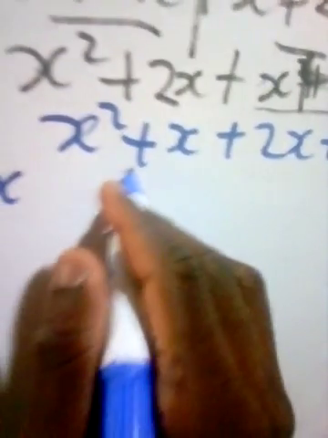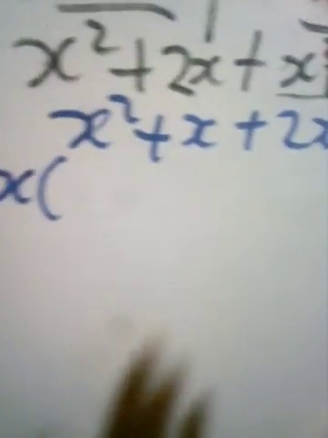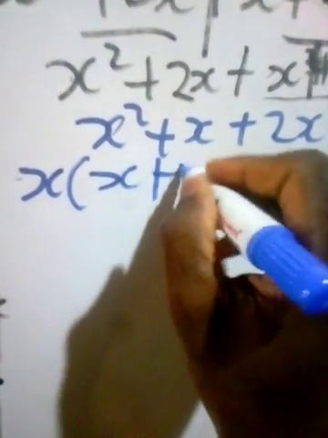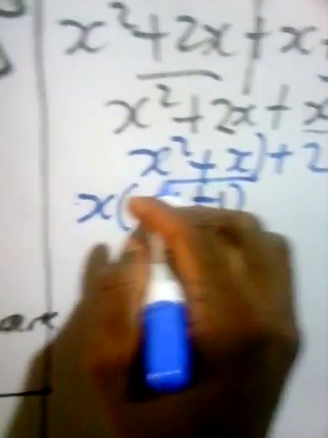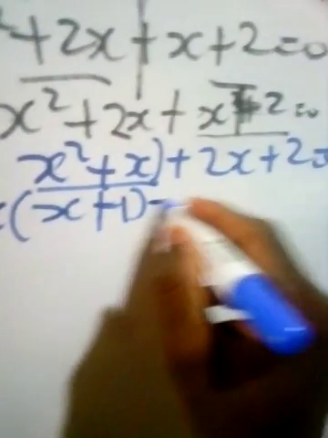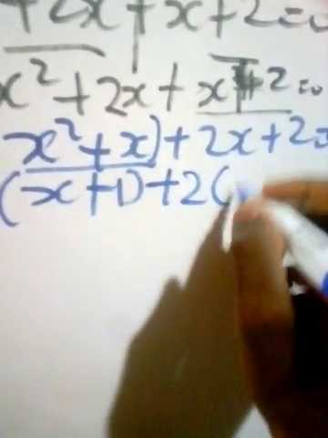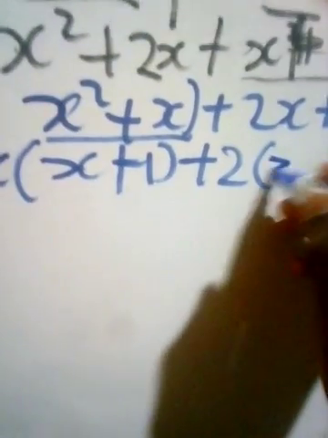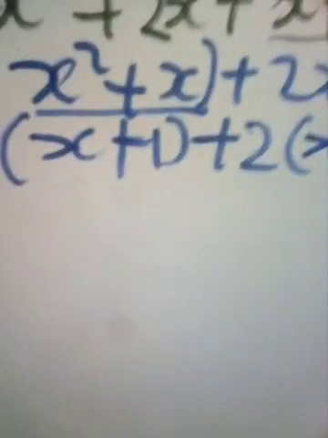I'm factoring x out from this side. I can factor x out of here, but I can't factor 2 out of here. So I have to arrange them in the way that will be easier for me to factorize. Here we have x plus 1. That's for this side, because x times x gives me x squared, and x times 1 gives me x. Now, factoring 2 out of this point, the same value here has to be the same value here. So x plus 1.